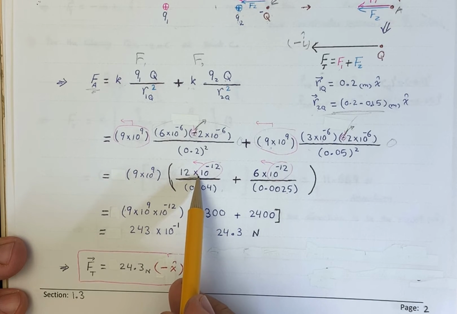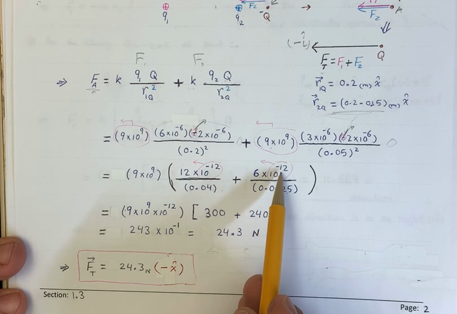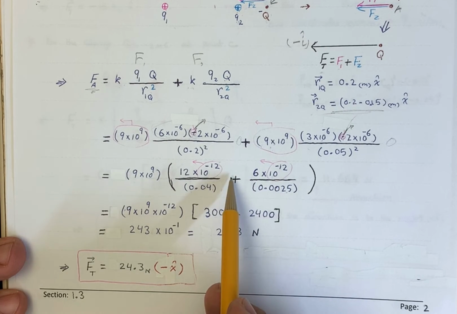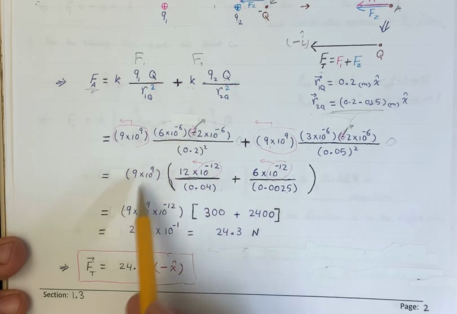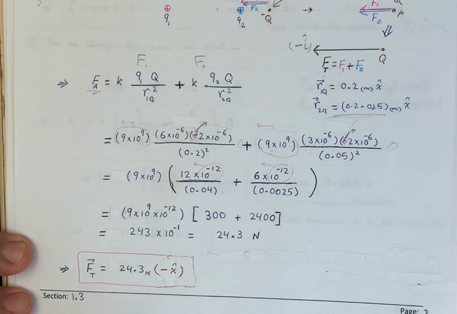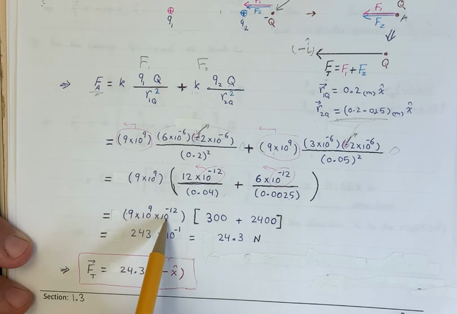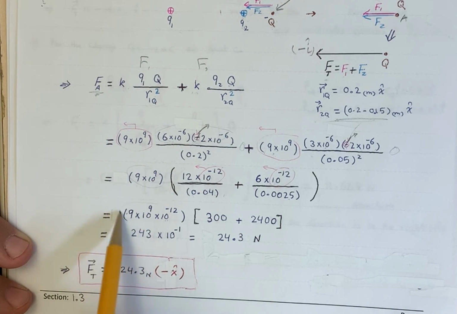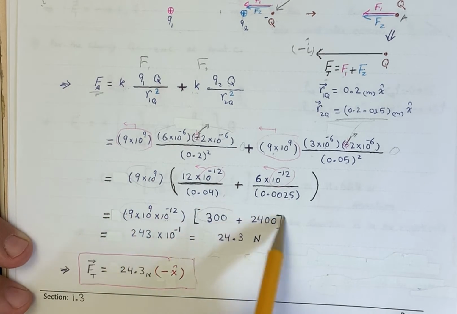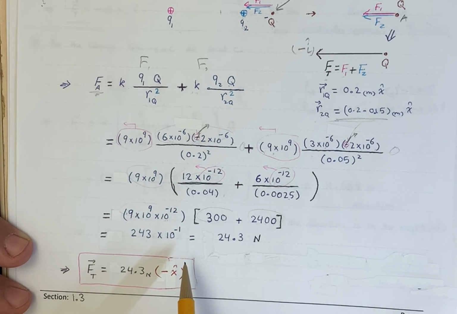As you see here, we have 10 to the negative 12. 10 to the negative 12 is the same in two terms, so I can take it outside. This is a math step. I can take it as a common factor. I put it here. This is the constant from before. And these are the values for the first term and the second term. So, which is equal to, finally, 243 times 10 to the negative 1.